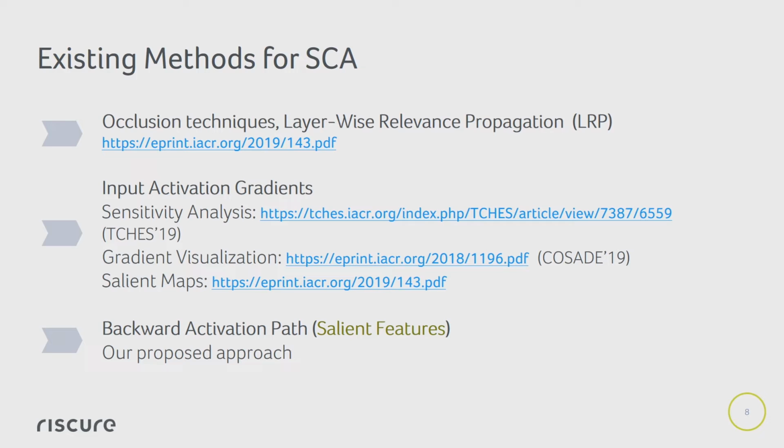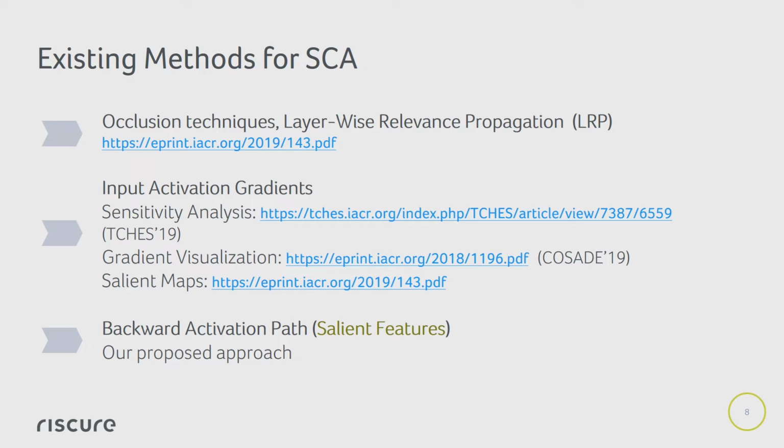So there are some existing methods to do this, and the first one of the research papers decided to use occlusion techniques, and also another technique called layer-wise relevance propagation, which is a method similar to the one that we implemented. And I think the most used one is the input activation gradients, because all these frameworks like TensorFlow, Keras, they all have built-in functions for that, so you don't need to implement this. This is already there, and scientifically, it makes a lot of sense to use this method.